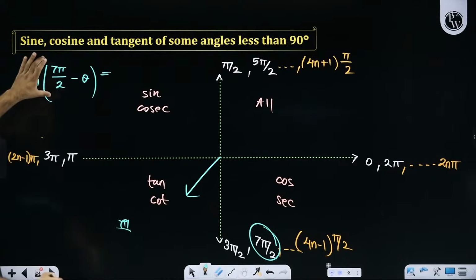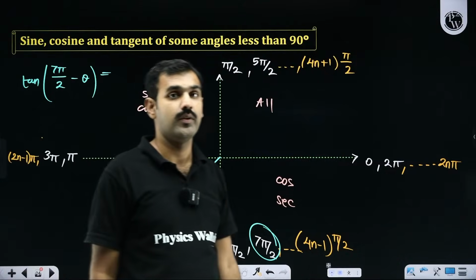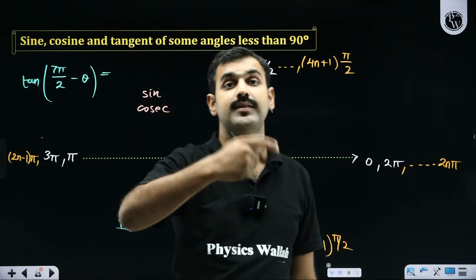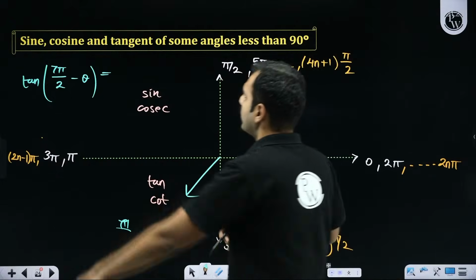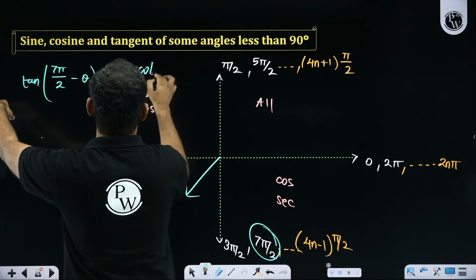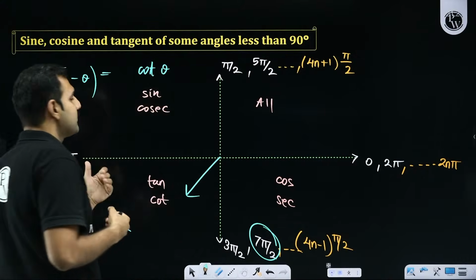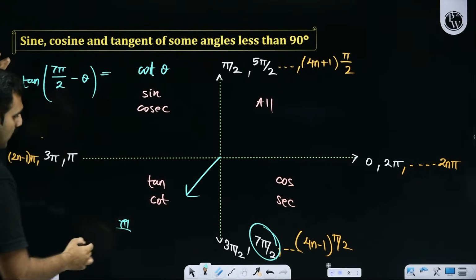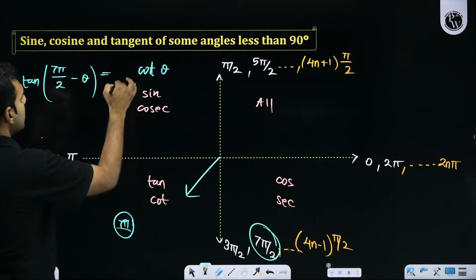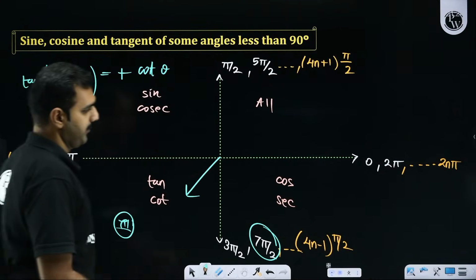So first of all, 7π/2 is on the y-axis. So if we move from the y-axis, the ratios change. So tan changes into cot. Now what about the sign, plus or minus? In which quadrant are you? Third. So in the third quadrant, tan is positive. So it will be plus cot θ.